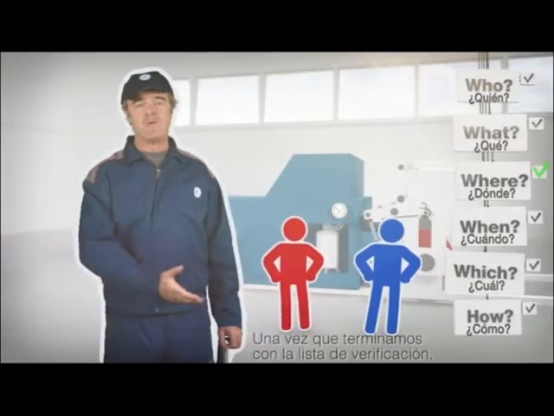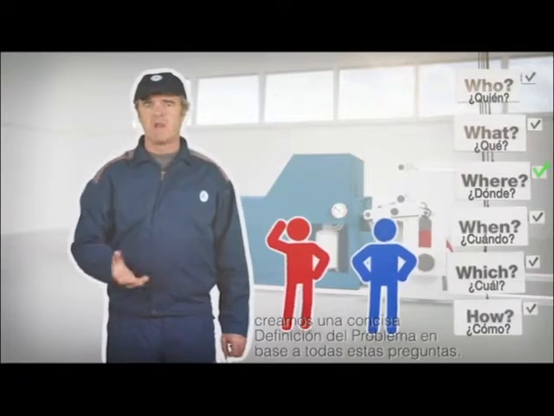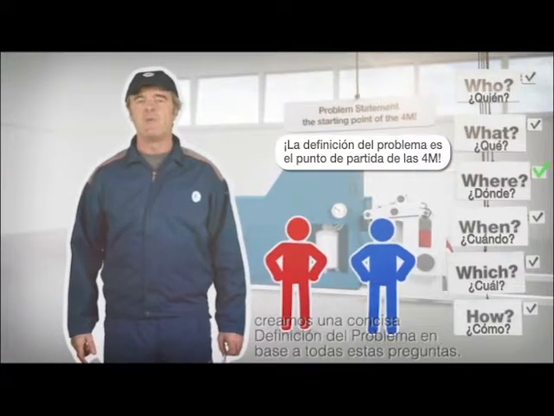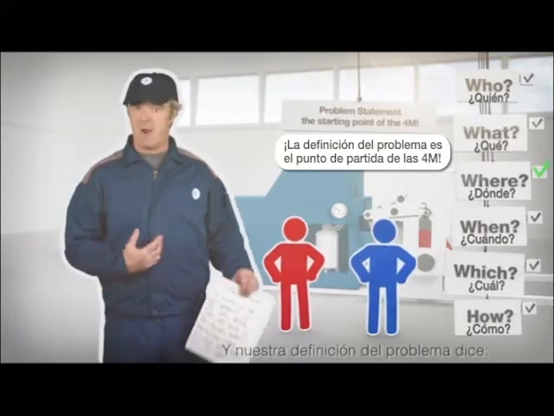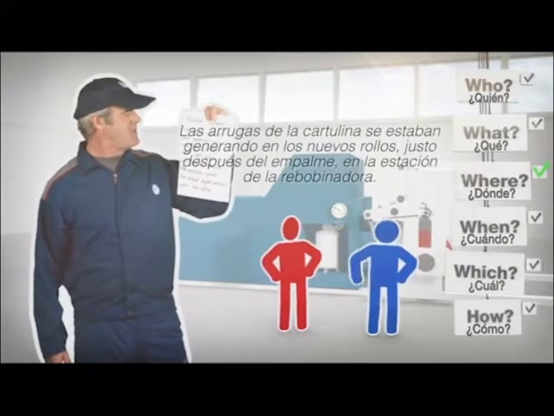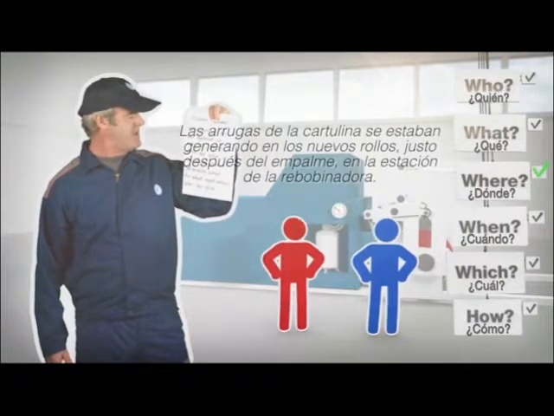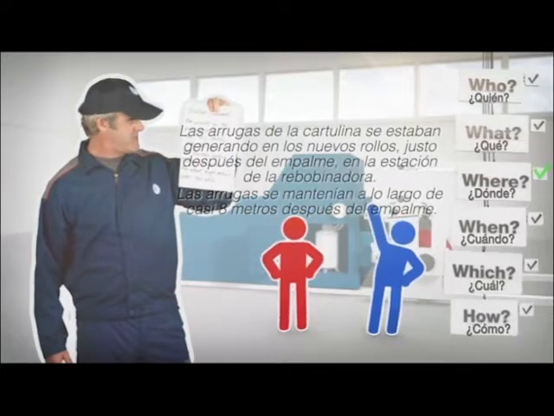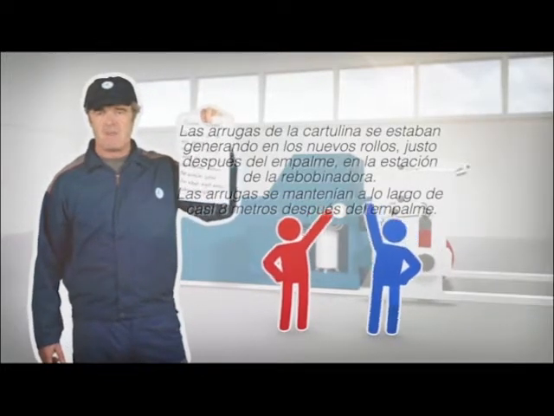Well, now we've gone through the entire checklist, we create a concise problem statement based on the answers to the 5 W's and the 1 H questions. And our problem statement says, the wrinkles on the web appeared on the new rolls shortly after the splice in the rewinder station. The wrinkles lasted for about 8 meters after the splice.